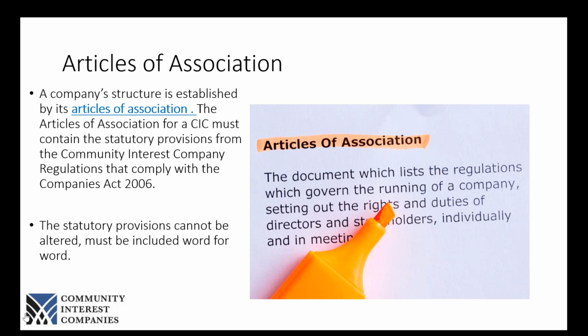I'll repeat this again, the Articles of Association for a CIC must contain statutory provisions from the Community Interest Company regulations that comply with the Companies Act 2006. We provide those model articles on our website which contain these provisions, and when you look at that document, these provisions are shown in red ink for ease of reference so that our customers can identify them easily. The statutory provisions cannot be altered and must be included word for word in that document.